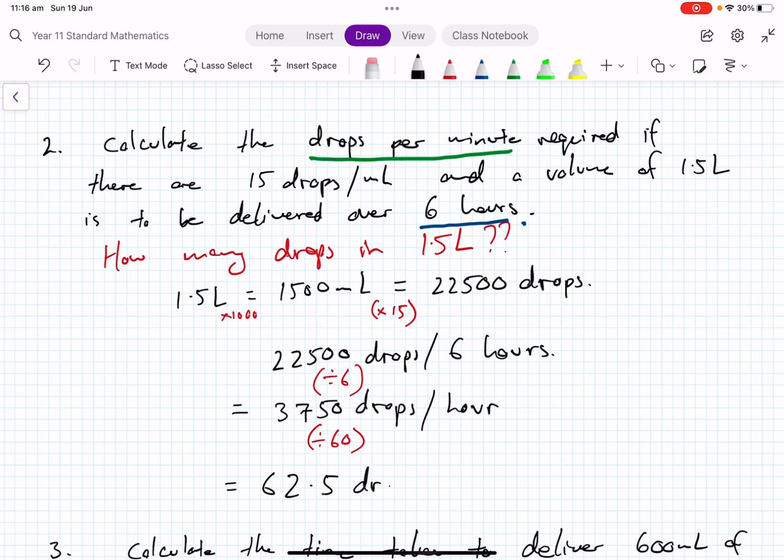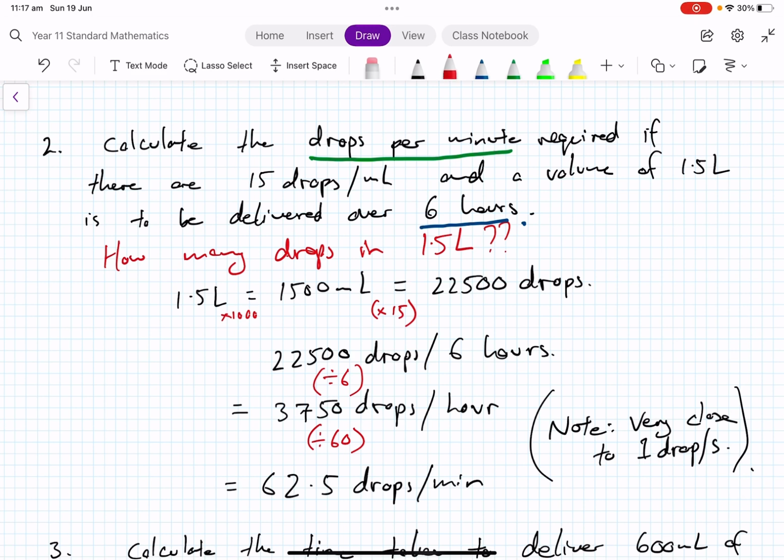So if we do that, you get 62.5 drops per minute. Now, interestingly, this is approximately 1 drop a second, isn't it? It's 60 seconds to a minute, but that's just an interesting observation. Note, it's very close to 1 drop per second. But that's just an aside. That's the answer we've calculated.